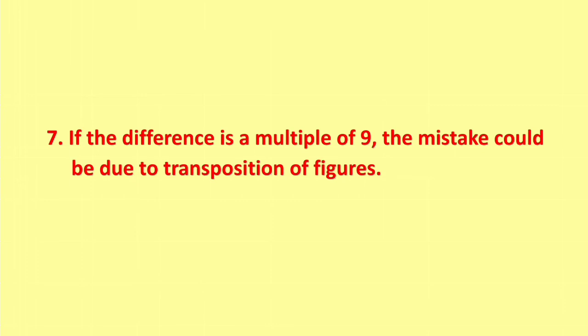After locating, the error needs to be corrected or rectified. Generally, we can classify all the errors into 4 categories depending upon their nature: errors of commission, errors of omission, errors of principle, and compensating errors. But for rectification purposes, we can classify the errors into two categories: errors which do not affect the trial balance and errors which affect the trial balance.